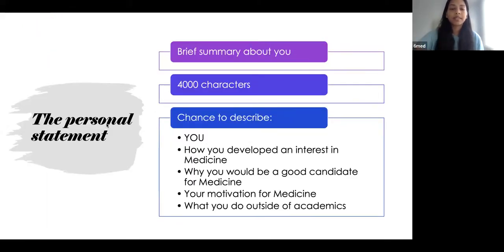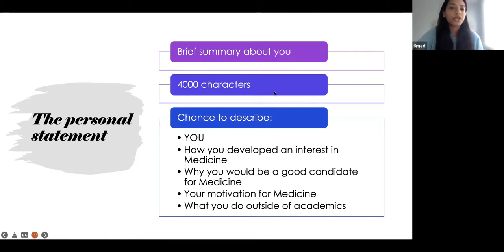So it's a brief summary about who you are and just more of the technical things. It's 4,000 characters. So characters meaning it includes all the spaces in between the words, the punctuation marks and all of that. So you do have a limited number of words in which you need to tell them who you are, why you want to study medicine, what work experience you have done, your hobbies, that kind of stuff. So you need to be really clever with the way you phrase your sentences so that you get the most out of that personal statement and you get all your points across.